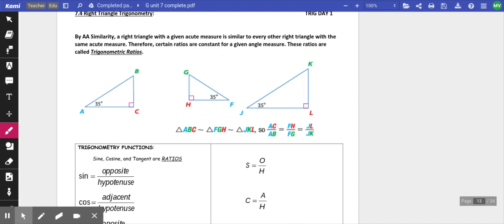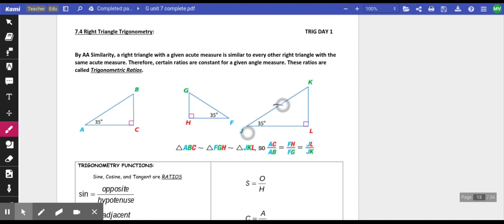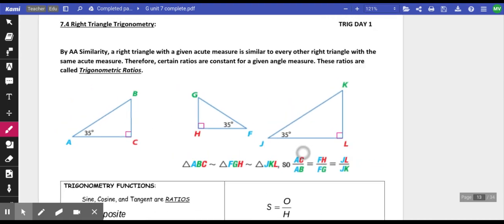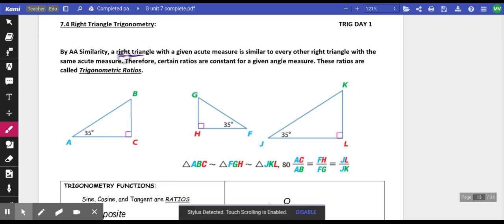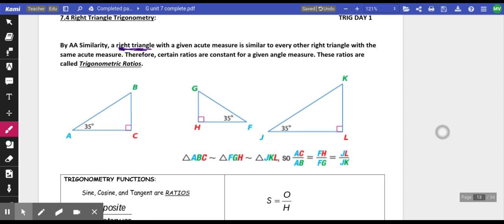Hello, everyone. Today we are going to start discussing trigonometry. So this is right triangle trigonometry. A key thing to do this is you must always have a right triangle with given acute measures is similar to every other right triangle with the same acute measures. And that's according to the AA similarity. Therefore, certain ratios are constants for given angle measures. These ratios are called the trigonometric ratios.